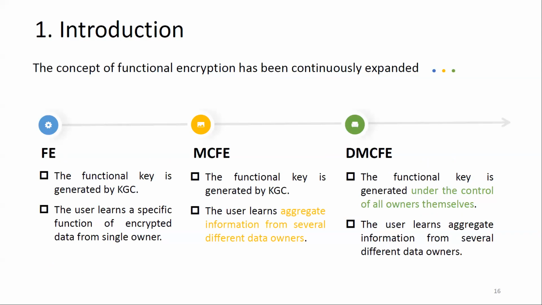We can find that the concept of functional encryption has been continuously expanded. In FE, the functional key is generated by the KGC, and the user learns the specific function of encrypted data from a single owner. Well, MCFE allows the user to learn aggregate information from several different data owners. In the MCFE, the KGC is not involved. The functional key is generated under the control of all owners themselves.